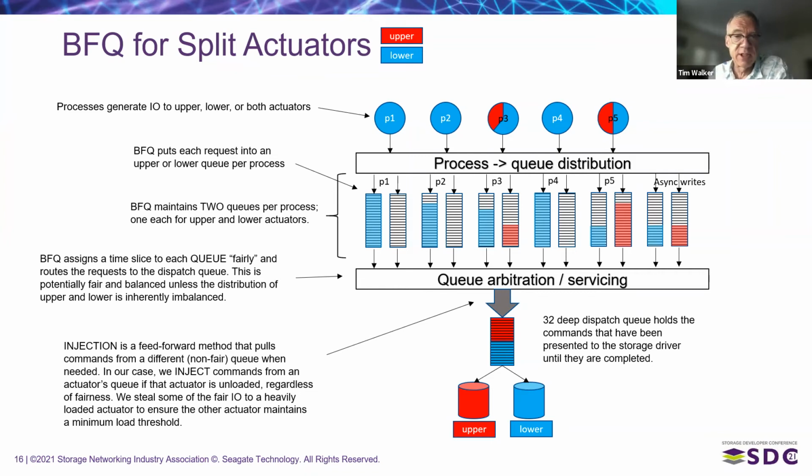By not letting the actuators go idle, we picked up a big performance advantage, because without this active intervention, it was such a shallow queue depth, it's very likely that an actuator runs out of work to do and goes idle temporarily. Next slide.